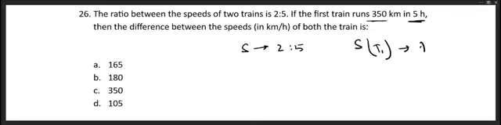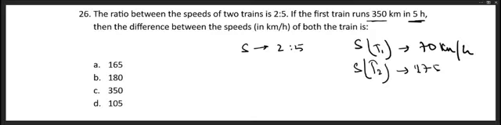Next question. The ratio between the speeds of two trains is 2:5, where the first train runs 350 km in 5 hours, so the speed of train 1 is 70 km per hour. Then we have to find the difference between the speeds of both. Again the speed of train 2 will be 175 km per hour, so the difference will be 105 km per hour.